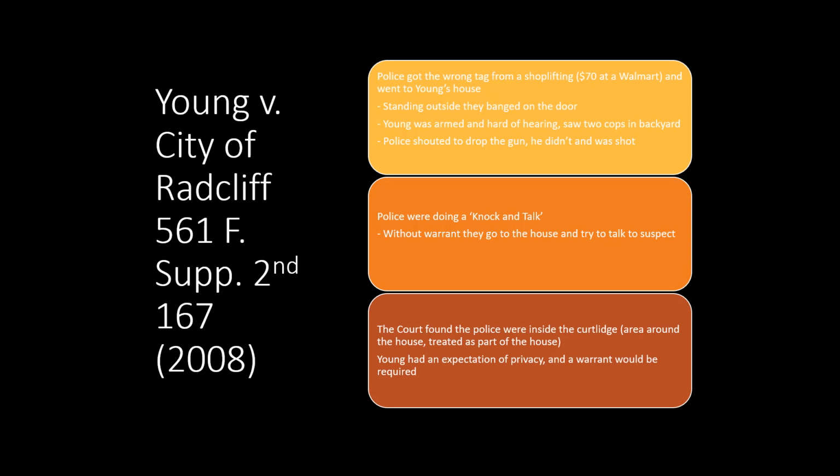So the court said when the two officers from the back were looking into the home, they were doing so from the curtilage, which is the area immediately surrounding the home and is under the law considered part of the home. And they said Young at this point had an expectation of privacy. And since they were inside the home, they better have had a warrant. And when they didn't, they could not cross that threshold without the warrant.